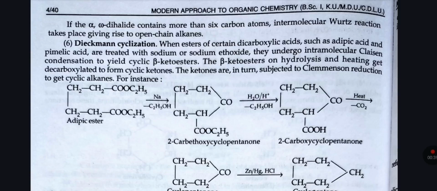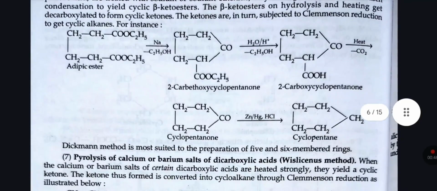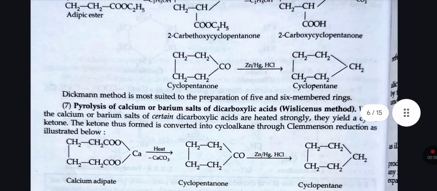For instance, an aliphatic ester on treating with sodium will give 2-carboethoxycyclopentanone, which on hydrolysis will give 2-carboxycyclopentanone, and cyclopentanone on treatment with zinc, mercury, and HCl will give cyclopentane. The Dieckmann method is most suited to the preparation of 5 and 6 membered rings.